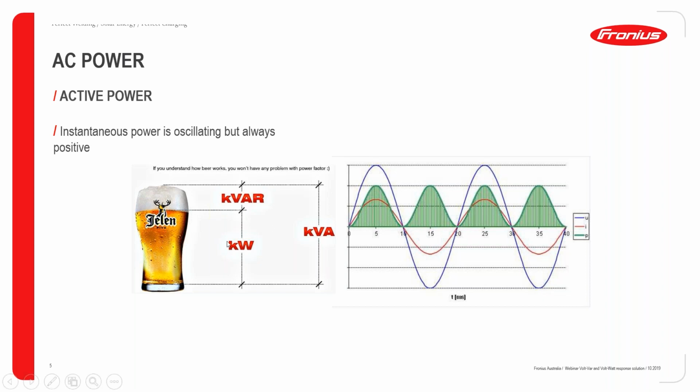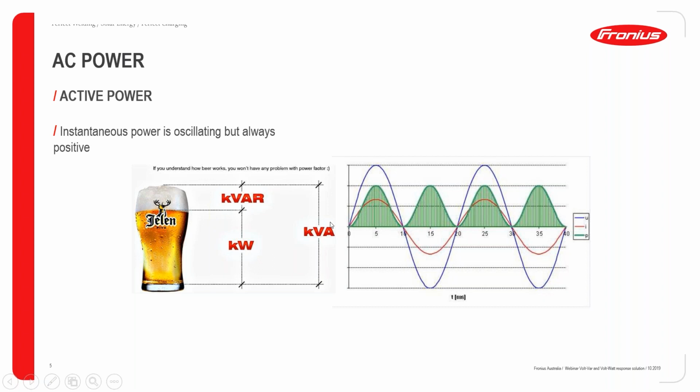So what you're seeing here is the beer jug or pint, whatever we call it here in different states of Australia. So this is the beer capacity. That's the actual beer, and the foam on the top of the beer jug or pint is the kVAR. So the foam represents kVAR, the beer represents kilowatts, and the actual capacity is represented using kVA.